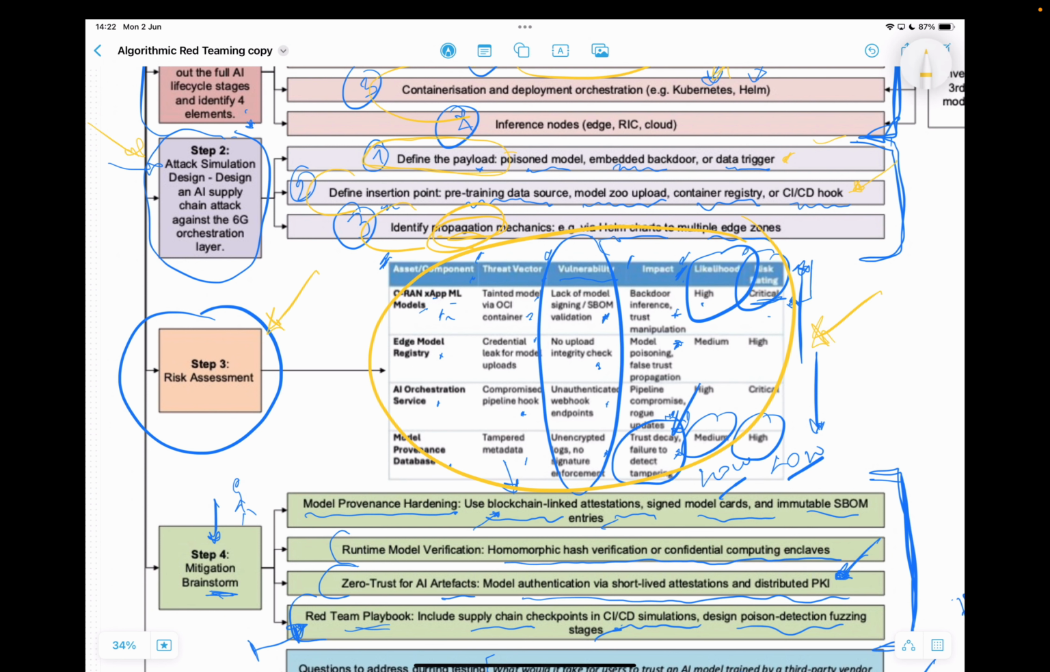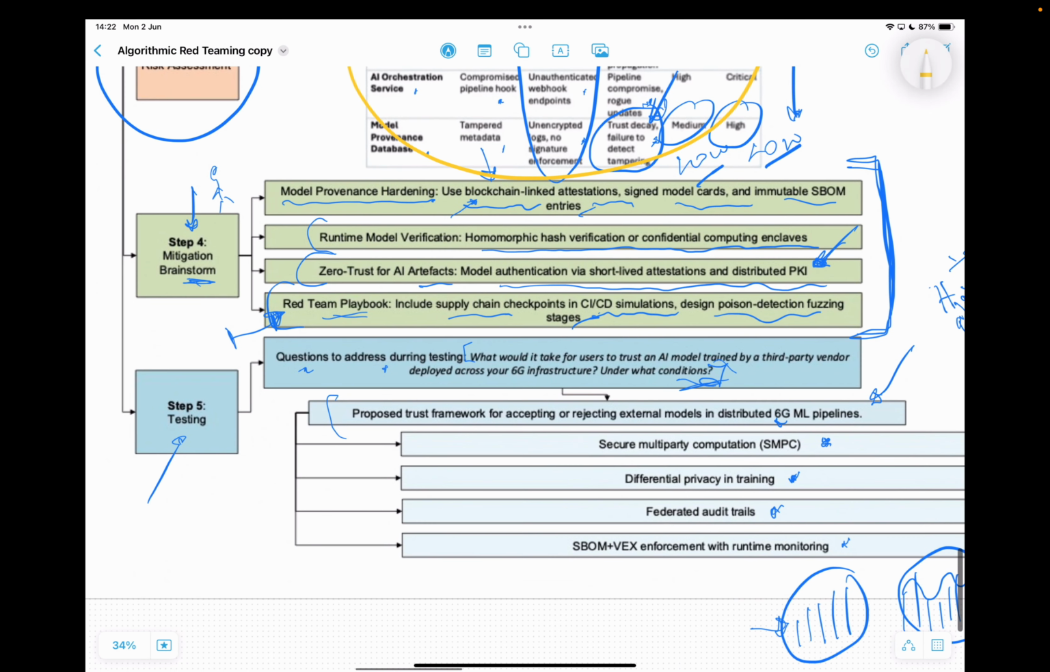For example, in the third exercise, we might look more at those. But this is assessing the impact zones, so the inference integrity, the telemetry test, the lateral movement, and moving on to step 4, the brainstorming. So how is this designed?